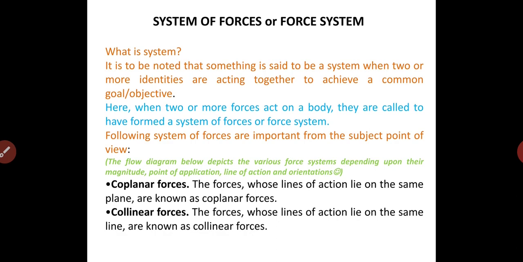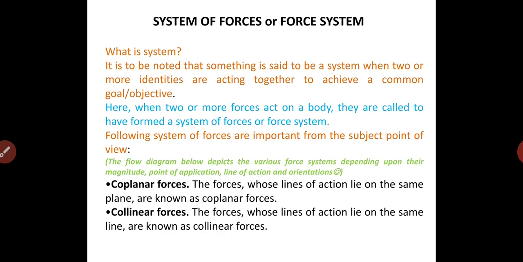Here, when two or more forces act on a body, they are said to form a system of forces or force system. The following systems of forces are important from the subject point of view. The flow diagram below depicts the various force systems depending upon their magnitude, point of application, line of action and orientation. As I have told you in the earlier lecture, these four parameters of a force define which type of force it is, what will be its effect and where will be its effect.